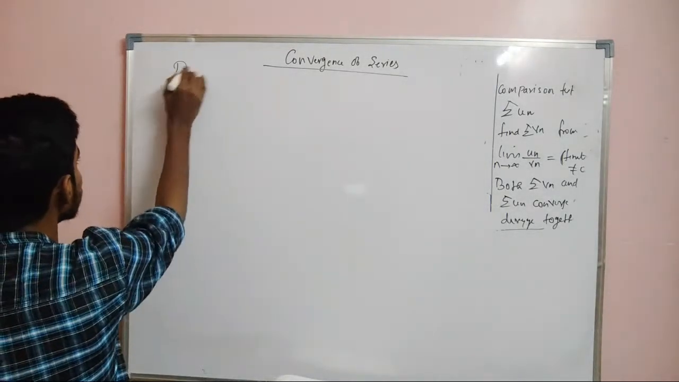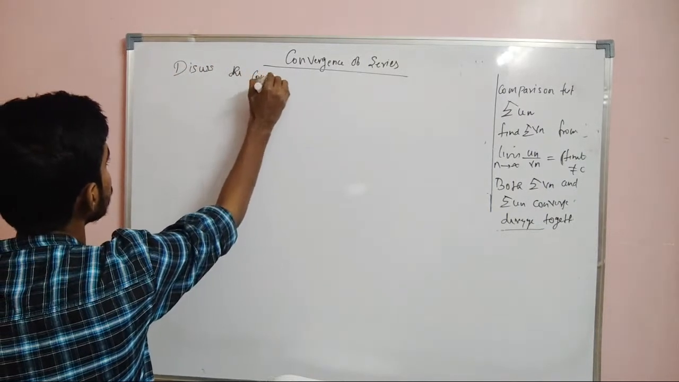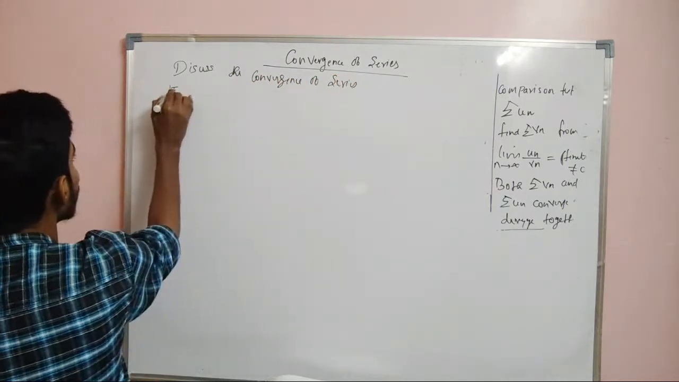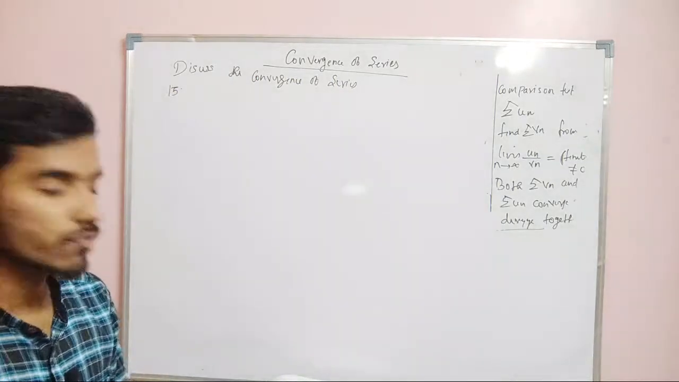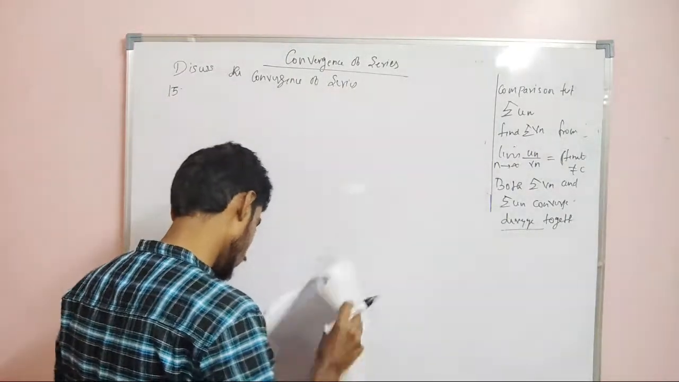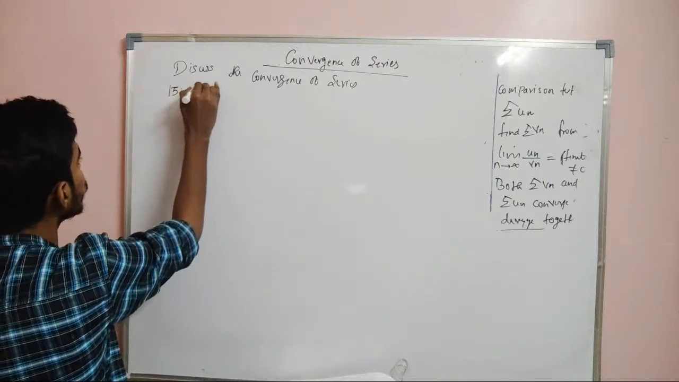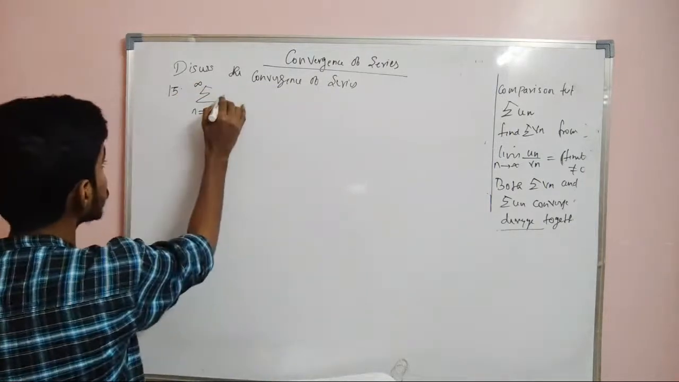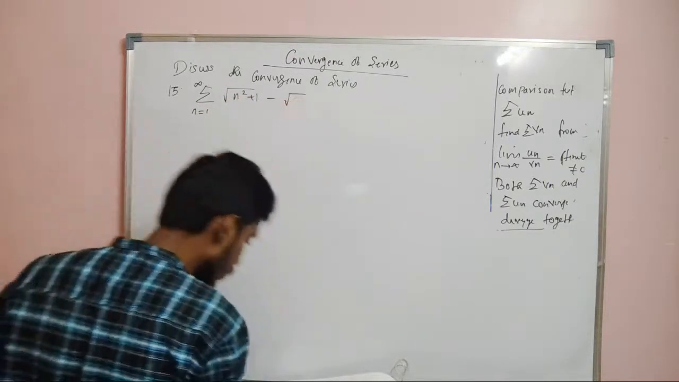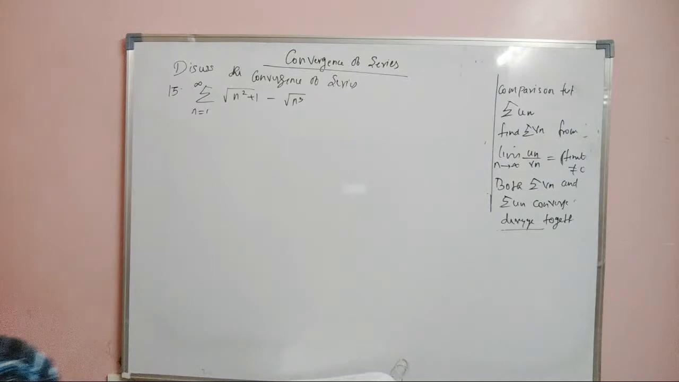Discuss the convergence of the series. The 15th problem: summation n equal to 1 to infinity of root of n square plus 1 minus root of n cube. We need to check whether the given series is convergent or divergent.